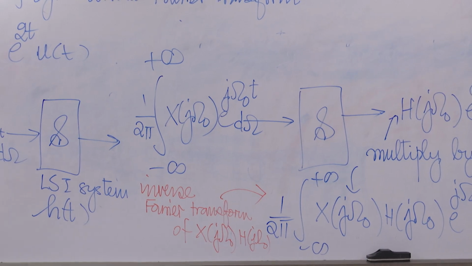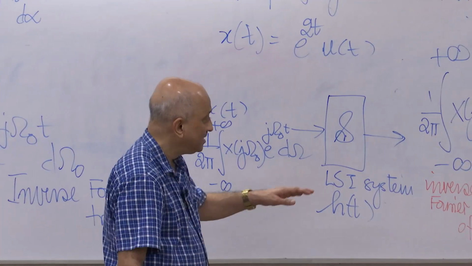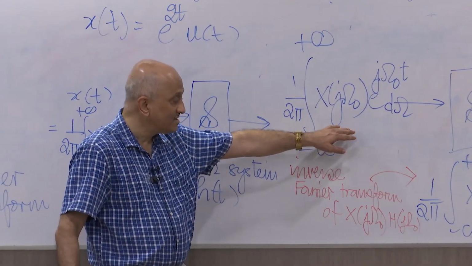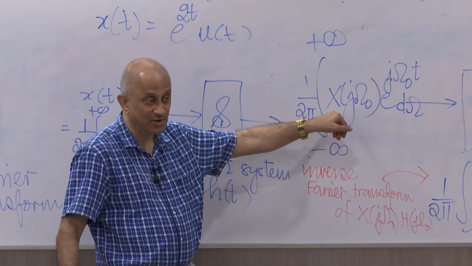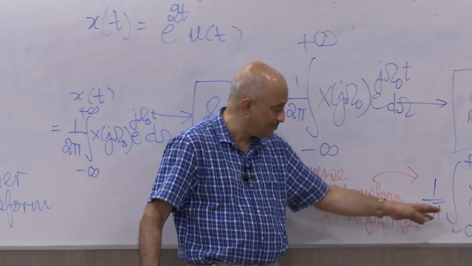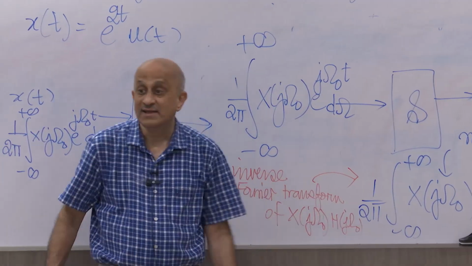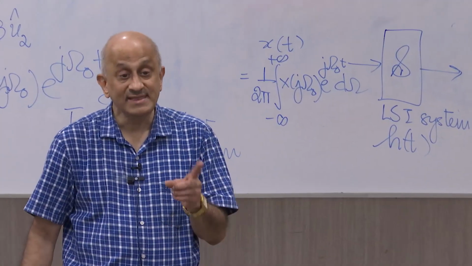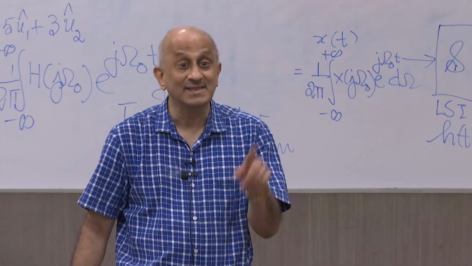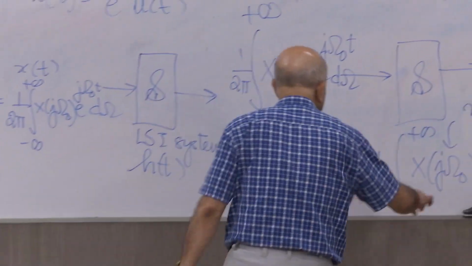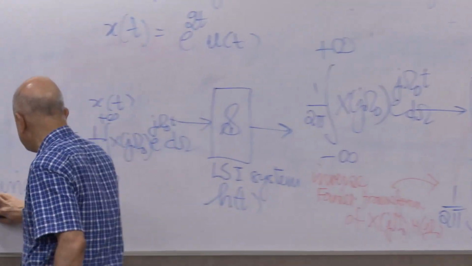Is that right? Does everybody appreciate this? So, what are we saying in effect? I have given the inverse Fourier transform of X(j omega naught), which is the input x(t), and what I have received at the output is the inverse Fourier transform of the product X(j omega naught) into H(j omega naught), which means the output Fourier transform must be the product.